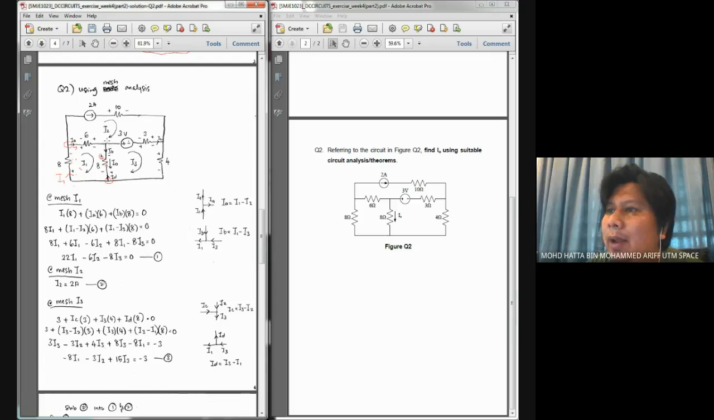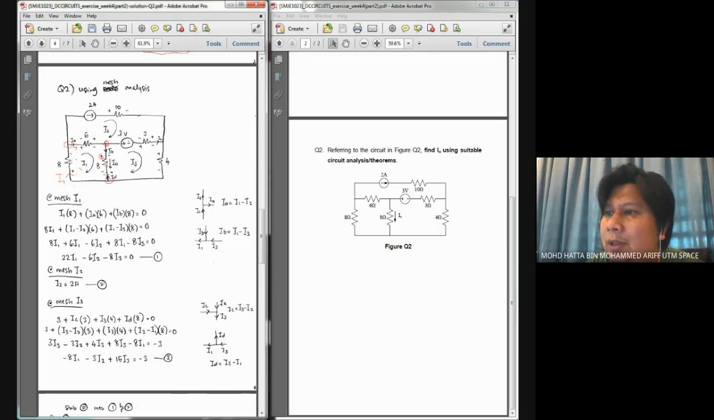So why I didn't consider this point? Because it is basically the same. However, it's quite hard because I don't have a clear current coming in and going out from that point. It's easier for me to use this point. You can either use this point or this point, but I choose this point because it is easier for me to determine the current coming in and going out, because this is definitely I3 and this is definitely I1.